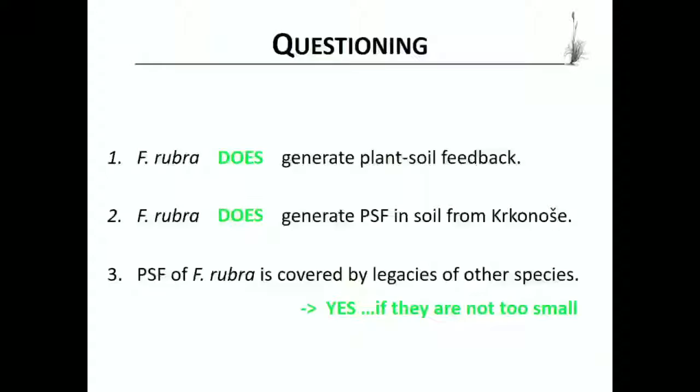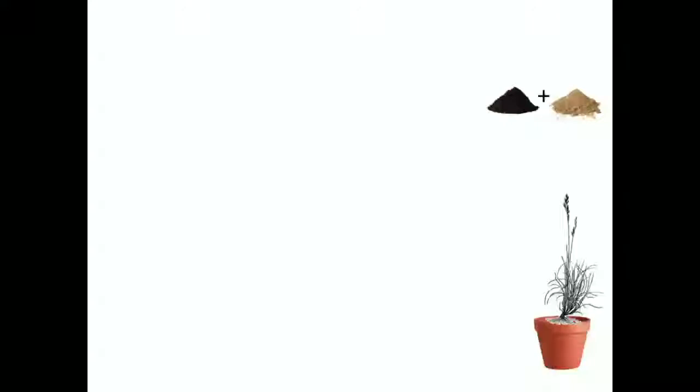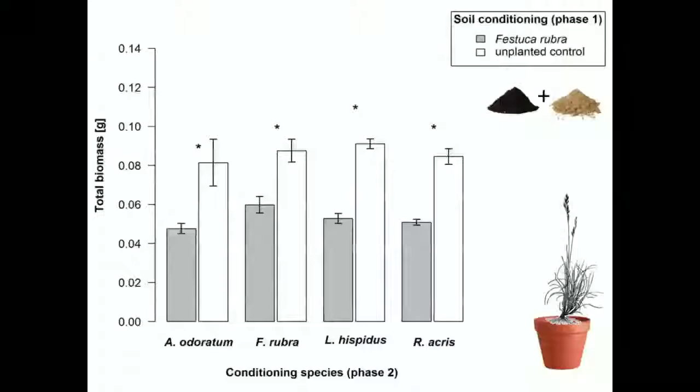So to answer the third hypothesis, we could say that yes, the effect of Festuca rubra can be covered by other species' effects, unless they are too small to do that. But this would be very nice. But I also did the same experiment as the previous one with the garden soil, not with the soil from the field. And I found this. So again, this is the effect of the first conditioning by Festuca rubra, which obviously is not covered by effects of the other species. So maybe it's not that simple, and there are still many things to be answered.